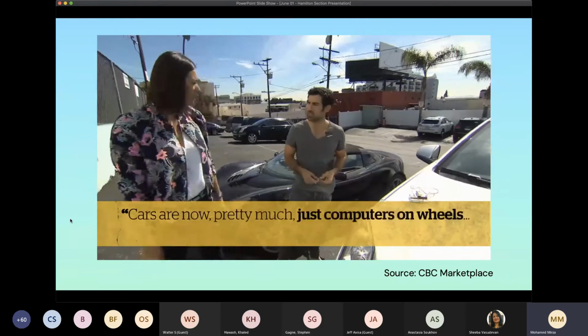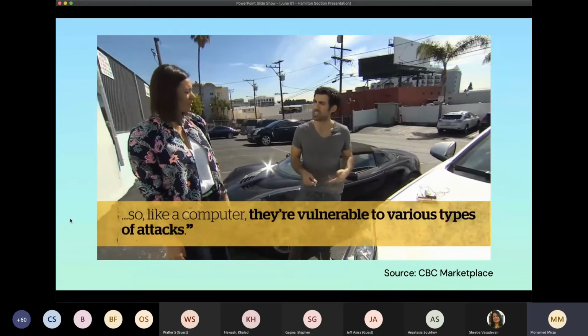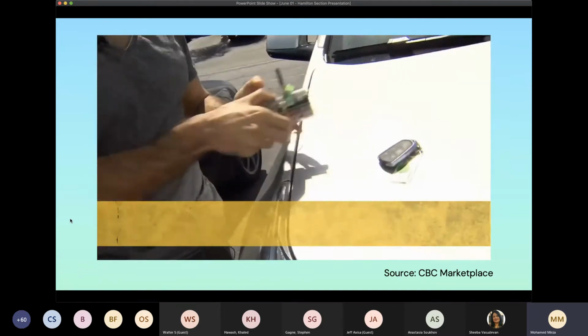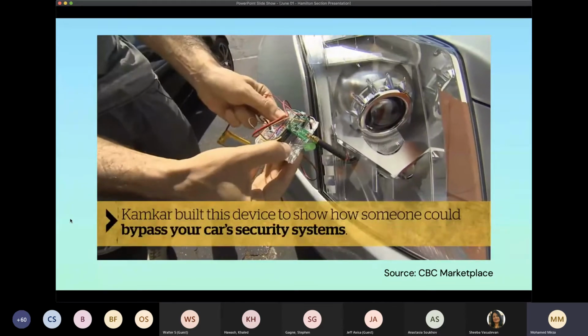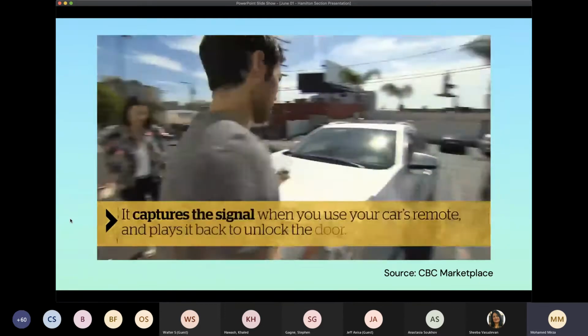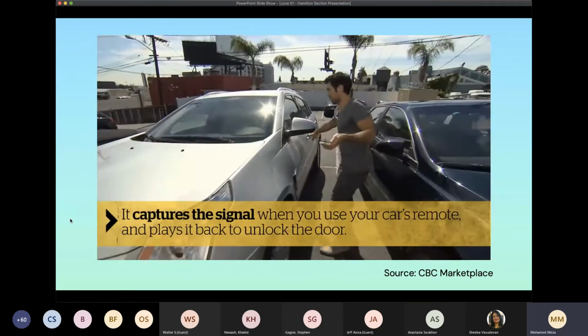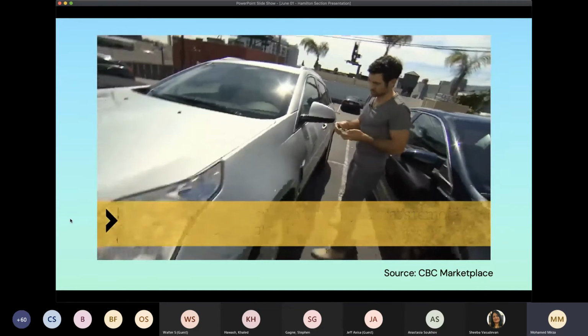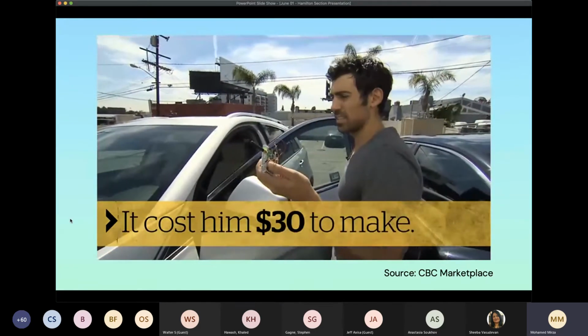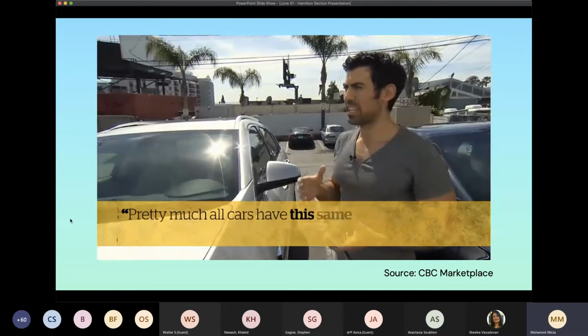Cars are now pretty much just computers on wheels. So like a computer, they're vulnerable to various types of attacks. Currently, we see it's locked. Yep. Can't get in. And then, just using this. Pretty much all vehicles have this same defect.